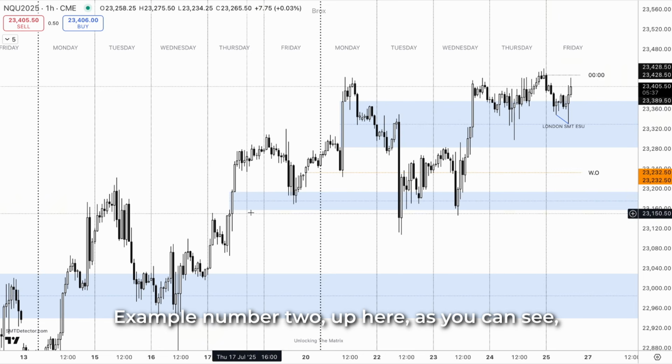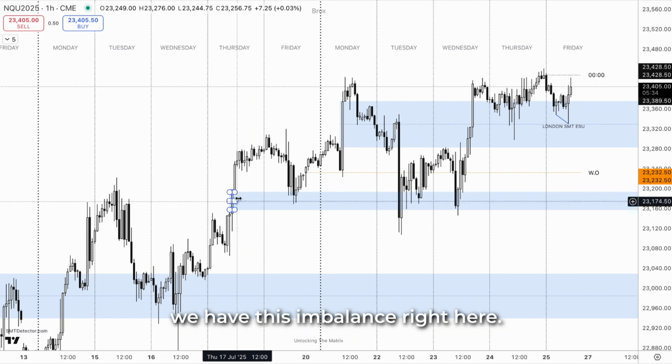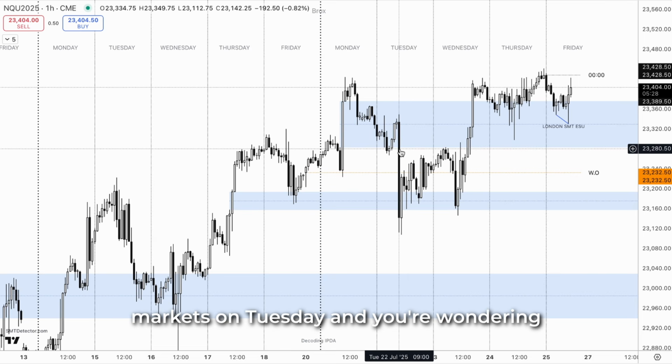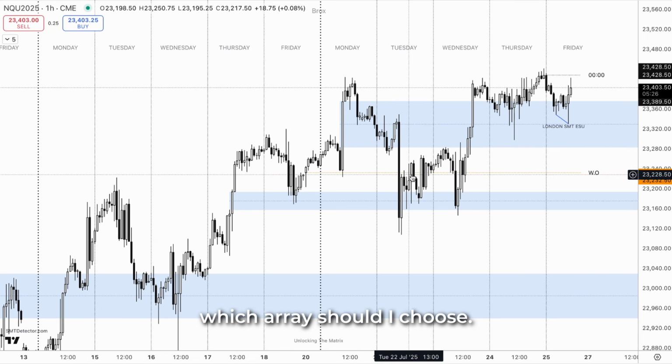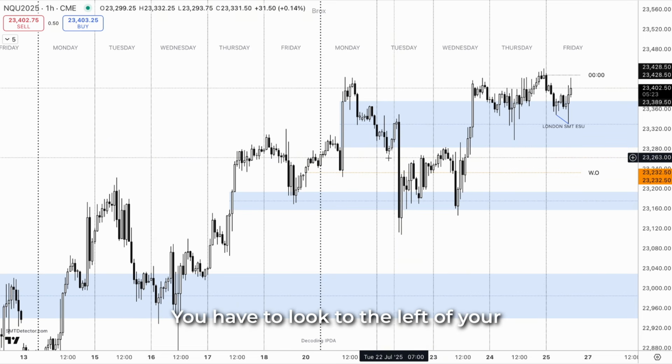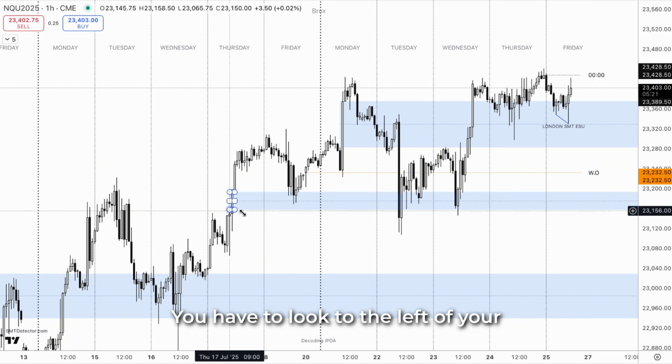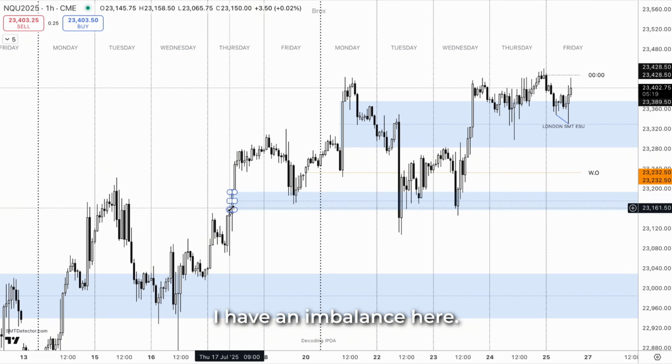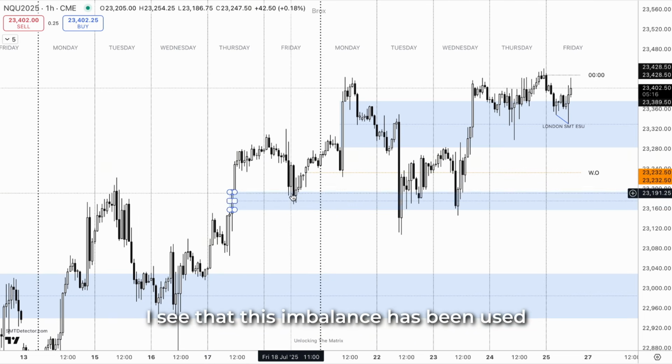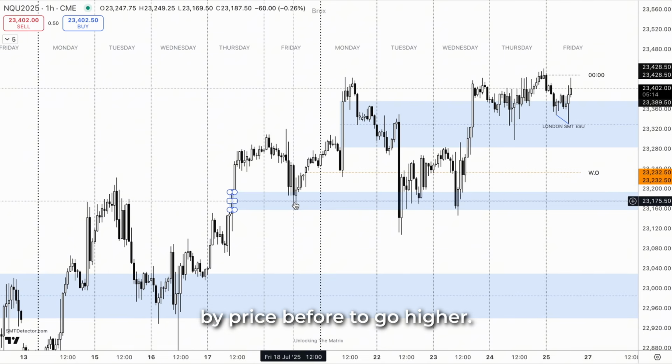Example number 2, up here, as you can see, we have this imbalance right here. Let's say you're watching the markets on Tuesday and you're wondering which array should I choose. You have to look to the left of your chart and you see, okay, I have an imbalance here. I see that this imbalance has been used by price before to go higher.